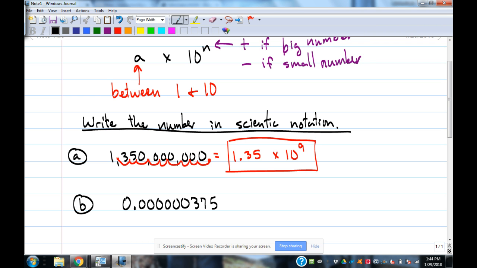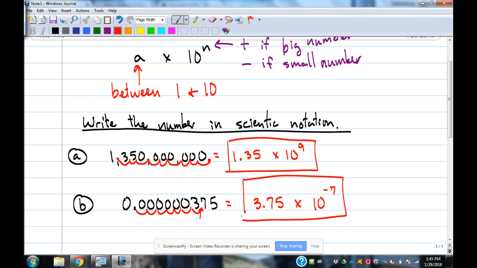All right. Let's look at this one. Is this a big number or a small number? Small number. So we know it's going to be what kind of exponent on the 10? Negative. Okay. Where's the decimal going to go? Between the 3 and 7. Right there is where it's going to need to be. So that's going to be 3.75. And then I'm going to count how many places I need to move it. 1, 2, 3, 4, 5, 6, 7. It would be a negative 7 because it's a small number.